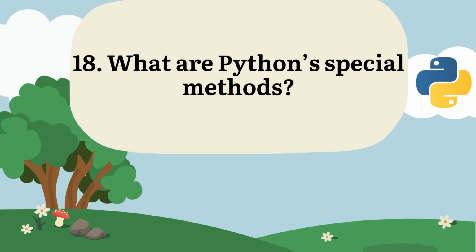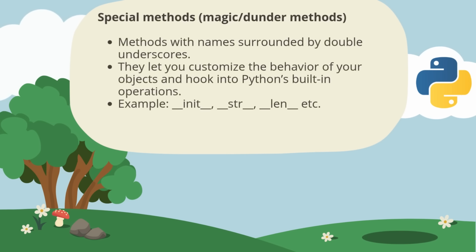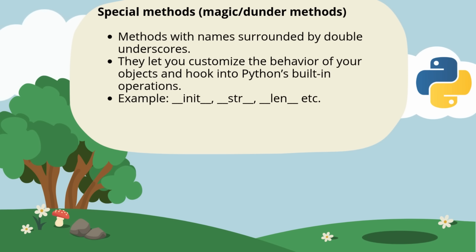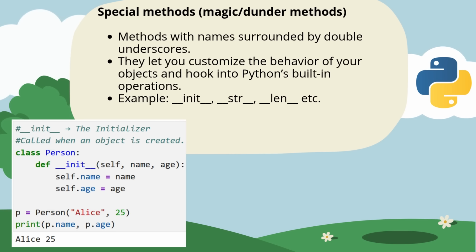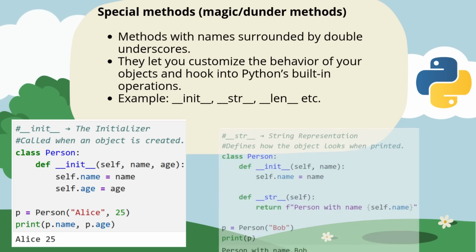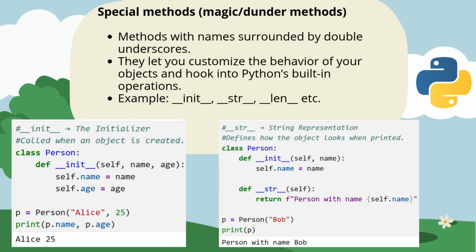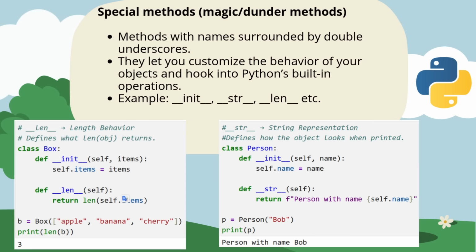Next question. What are Python's special methods? They are also called dunder methods, short for double underscore. Examples include __init__, which initializes objects, __str__, which defines how an object is represented as a string, and __len__, which returns the length. These methods let your classes behave like built-in types.